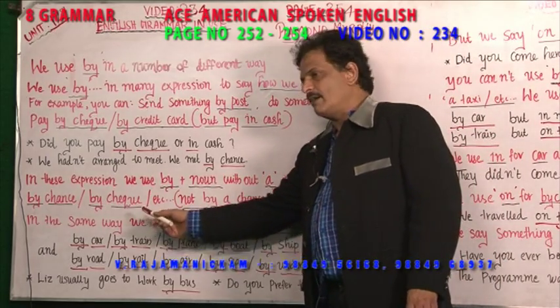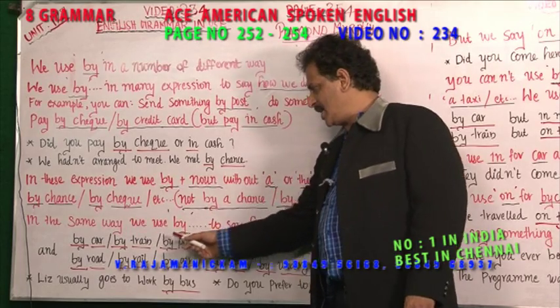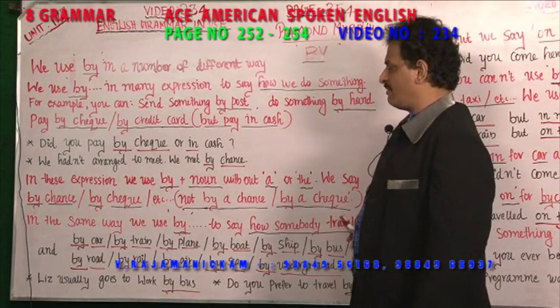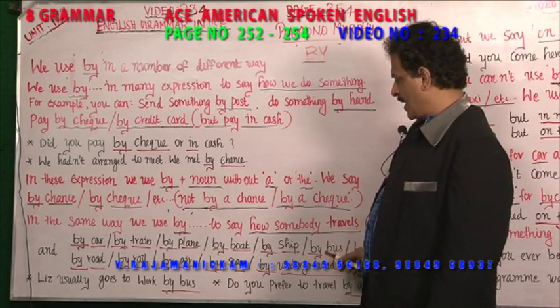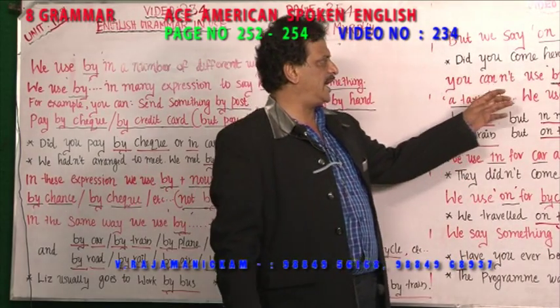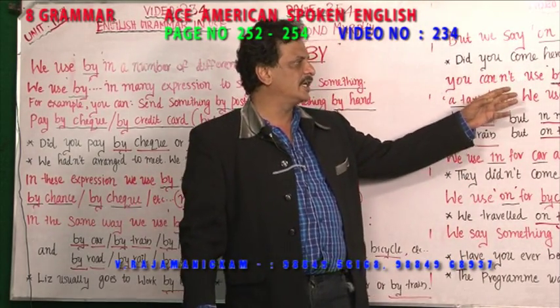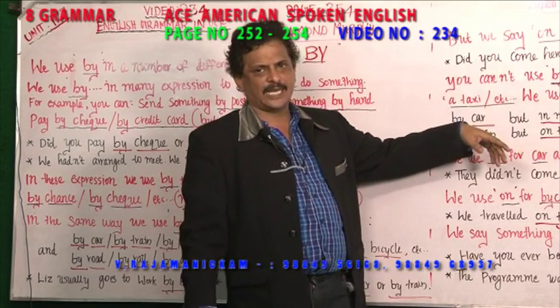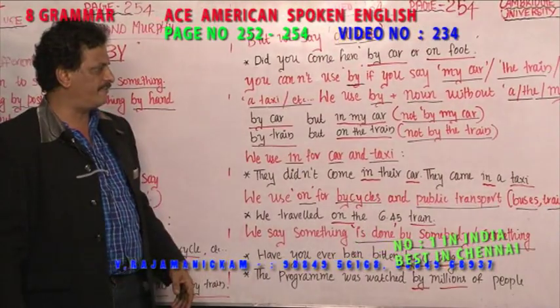Then you are saying by is used with car, train, for all the transport travel systems. You are using by, right? Then what else you have seen? On foot, and by car. You don't say by foot. You have to use on foot.